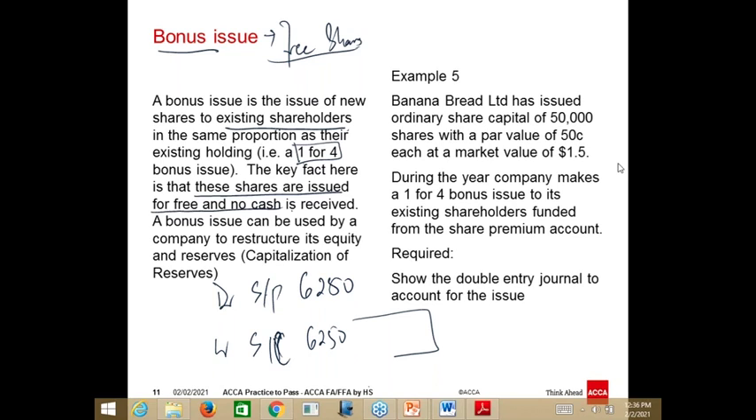Share premium is also one of the accounts in which the company has got profits. So for bonus shares, accounting says that you can use the share premium account. But if there is no balance in the share premium account, you can use the retained earnings account or any other reserve account.